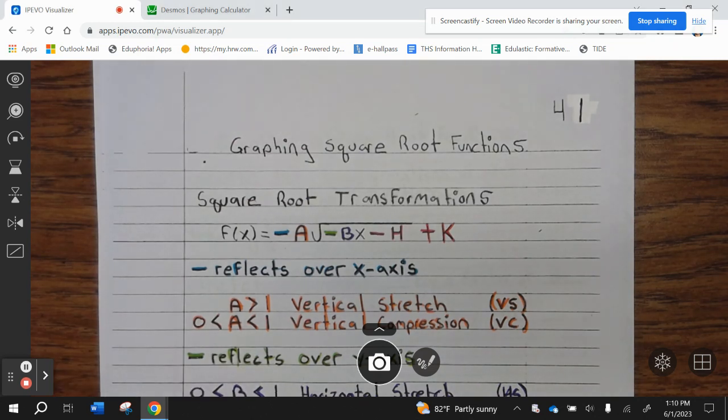Okay, so we're on the drawing page 41, graphing square root functions. Square root transformations: f of x equals negative a square root of negative b times x minus h, plus k.